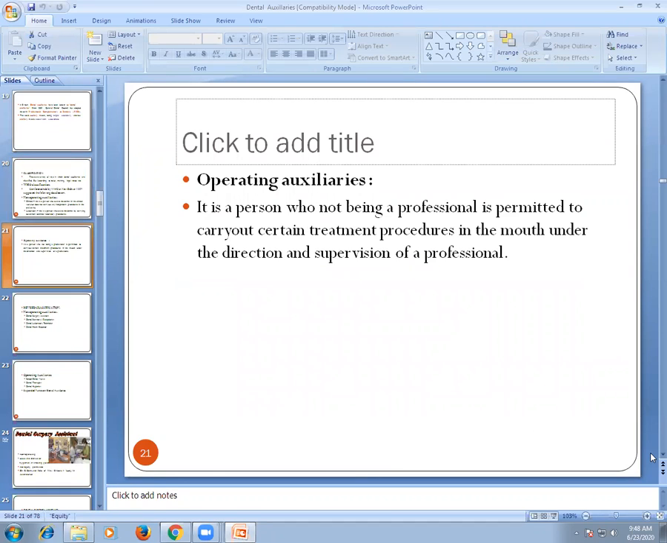An operating auxiliary is a person who, not being a professional, is permitted to carry out certain treatment procedures in the patient's mouth under the direction and supervision of a professional.